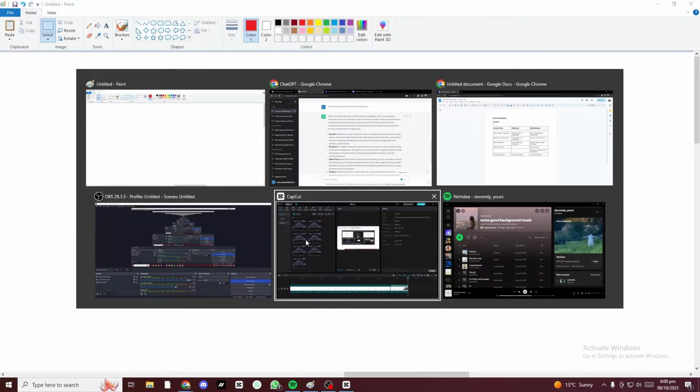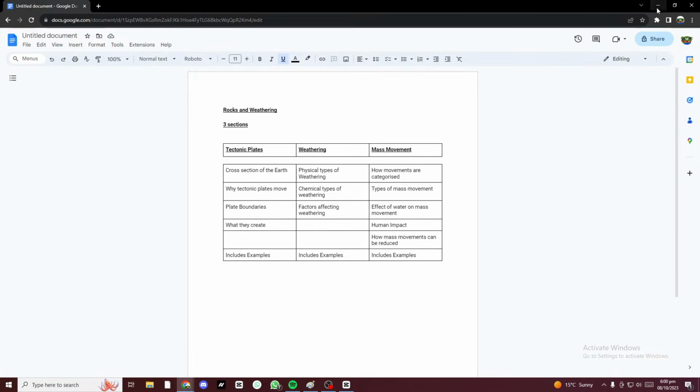Now let's move on to the types of mass movement. Okay, so the first mass movement we're going to look at is a rockfall.